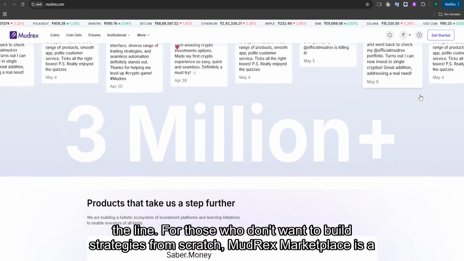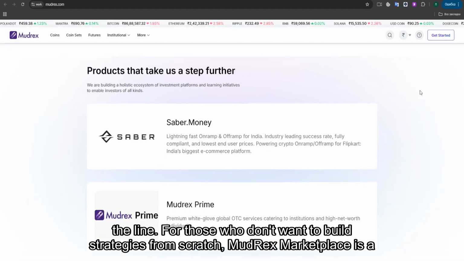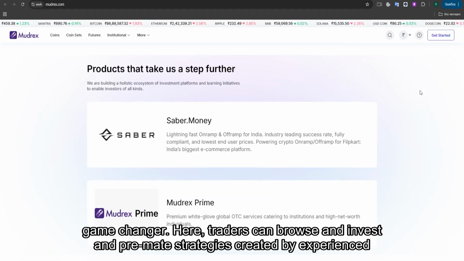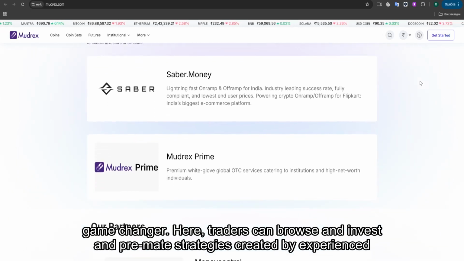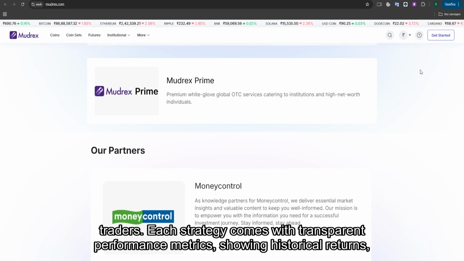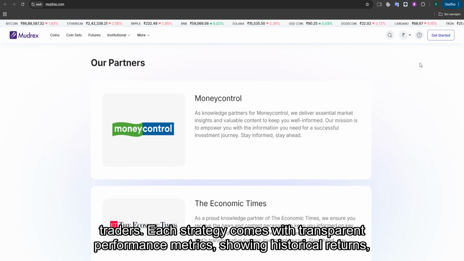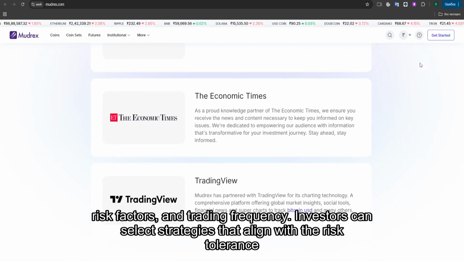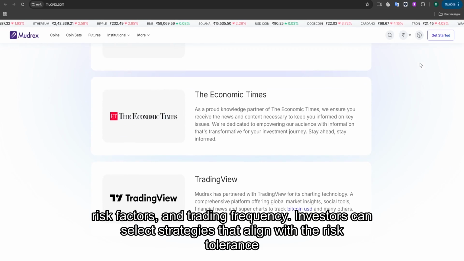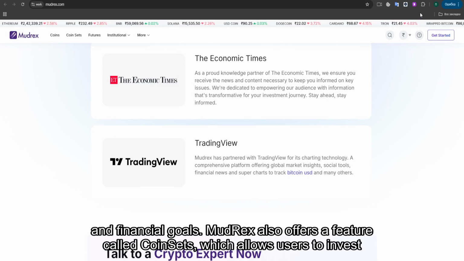money on the line. For those who don't want to build strategies from scratch, Mudrex Marketplace is a game changer. Here, traders can browse and invest in pre-made strategies created by experienced traders. Each strategy comes with transparent performance metrics, showing historical returns, risk factors, and trading frequency. Investors can select strategies that align with their risk tolerance and financial goals.